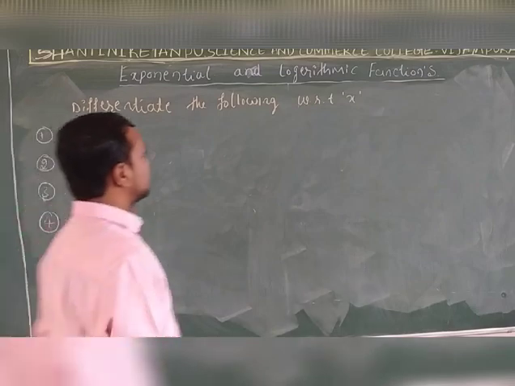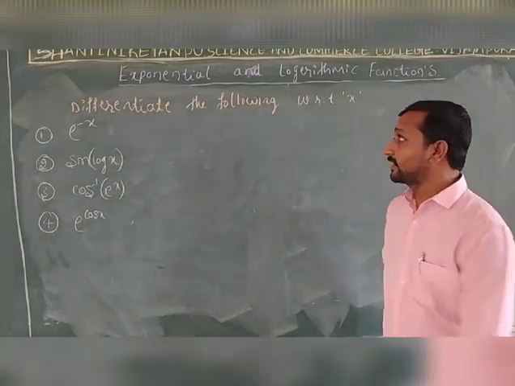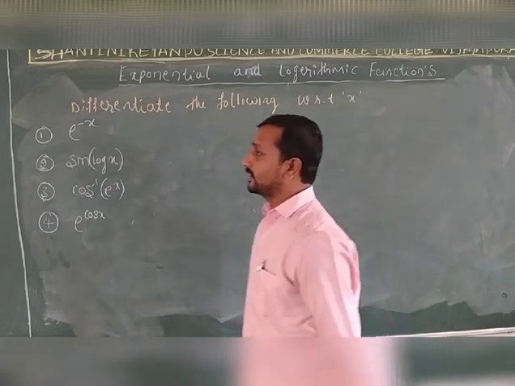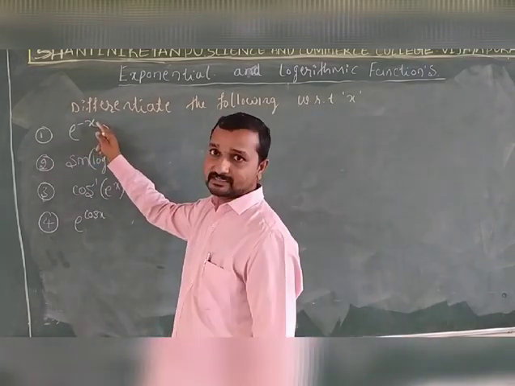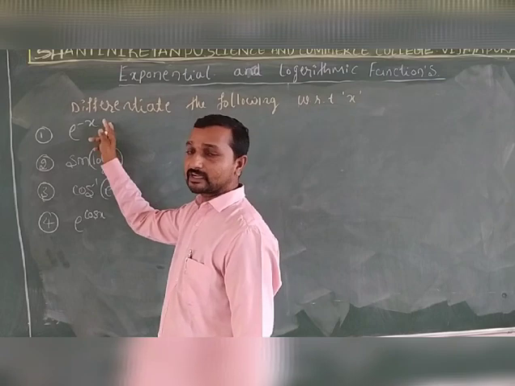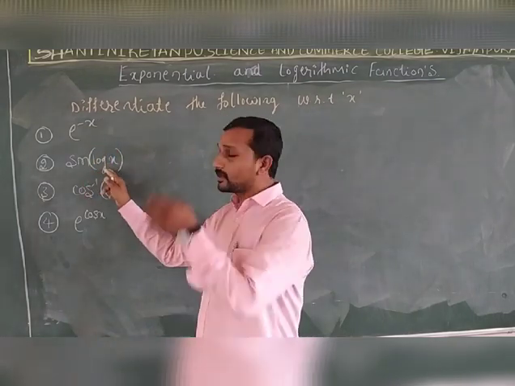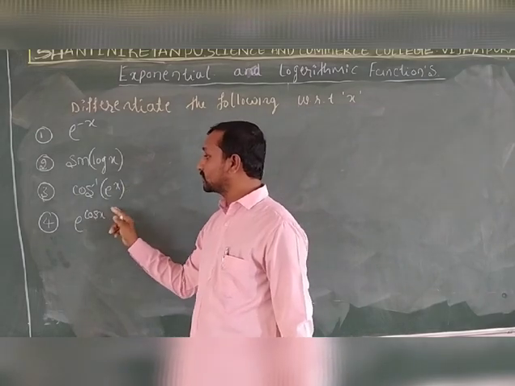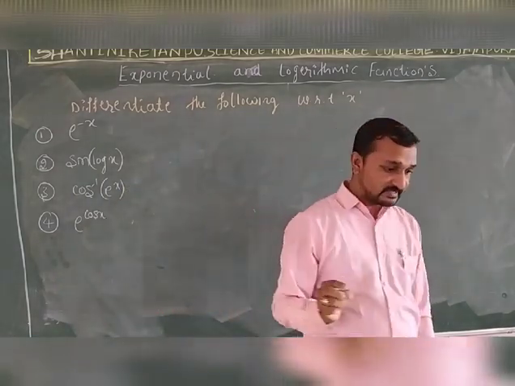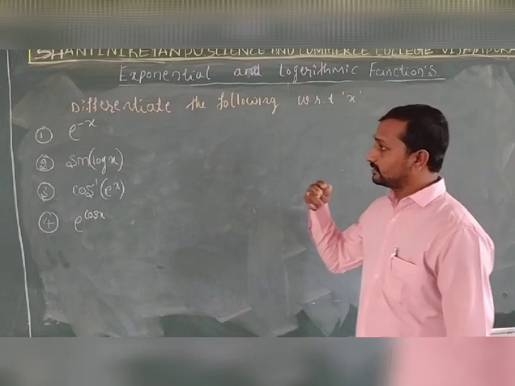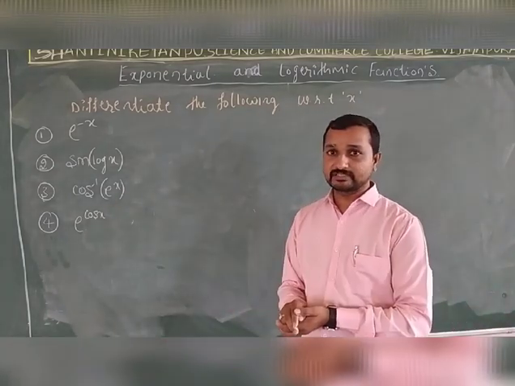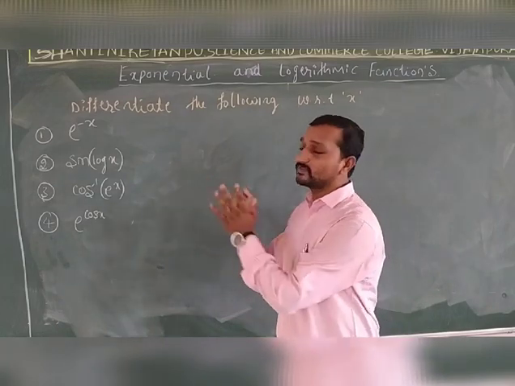Students, these are the examples regarding exponential and logarithmic functions. The first one is e raised to minus x. This is the exponential function of the composition type. Then sine of log x. Then cos inverse of e raised to x. So these examples contain exponential functions as well as logarithmic functions as well as composition of a function.